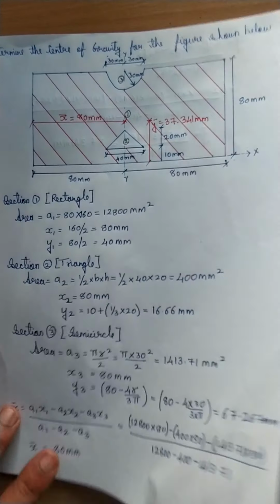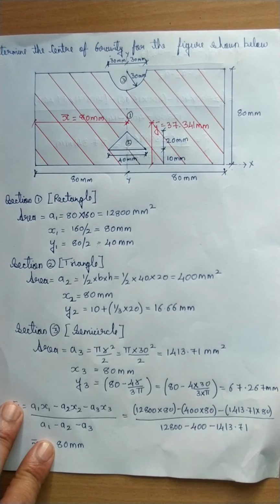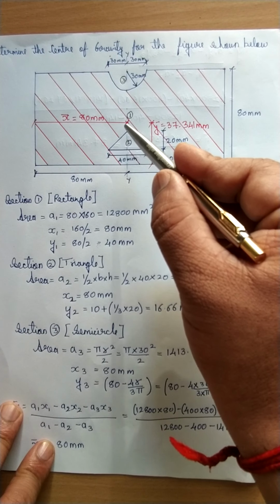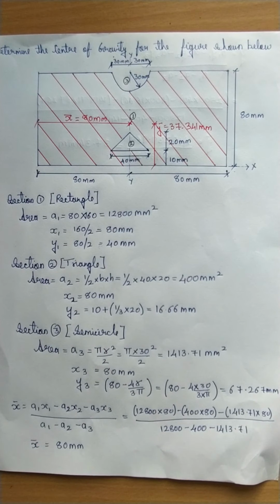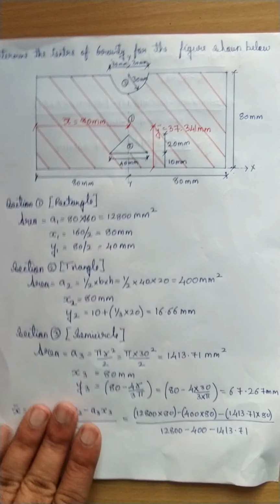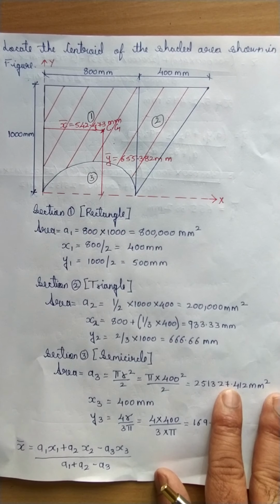So we got x bar and y bar. So let us locate. x bar is 80 mm and y bar is 37.34 mm. So the CG of the section is lying somewhere here. Now let us solve one more numerical of such a shaded portion or a complex portion. So this is one more numerical.